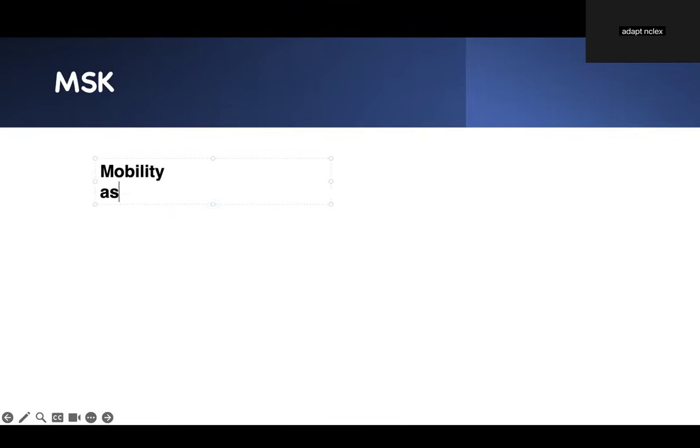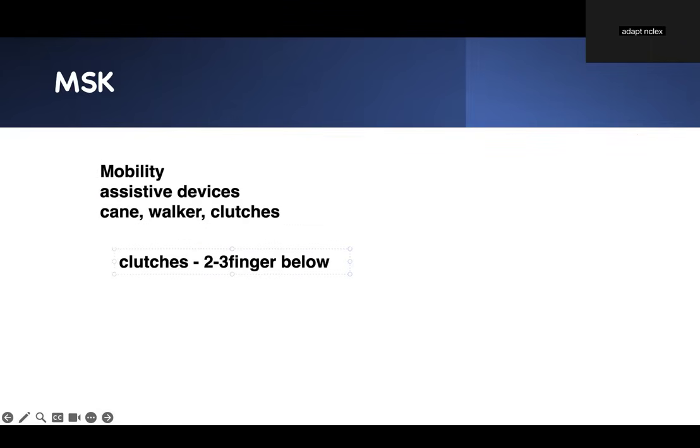This is where we have assistive devices. You have your cane, you have a walker, you have crutches, right? These are the things that they will ask you on the NCLEX. Remember, they love this. It's part of your fundamentals. You just have to provide appropriate teaching. Crutches should be 2 to 3 finger breadths below the axilla. Otherwise, you have nerve injury. You want to prevent nerve palsy.